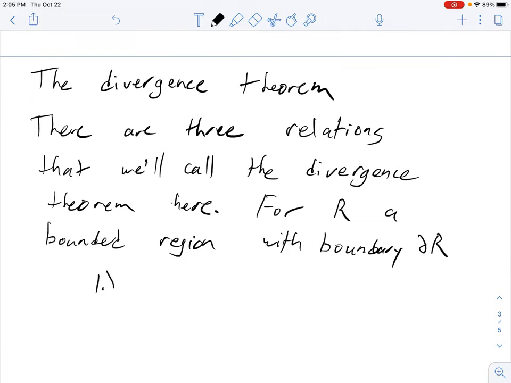First, the integral over the boundary of any scalar field φ that's differentiable everywhere on R, φ times n, the outward unit normal, dA, is equal to the integral over all of R of grad φ times the differential volume.